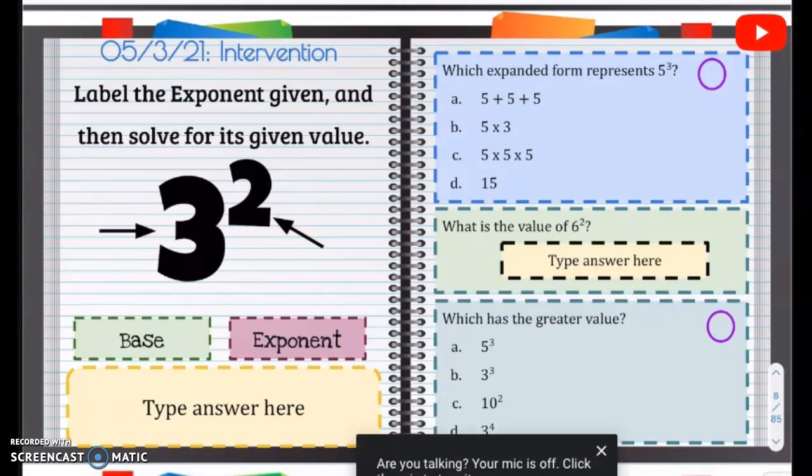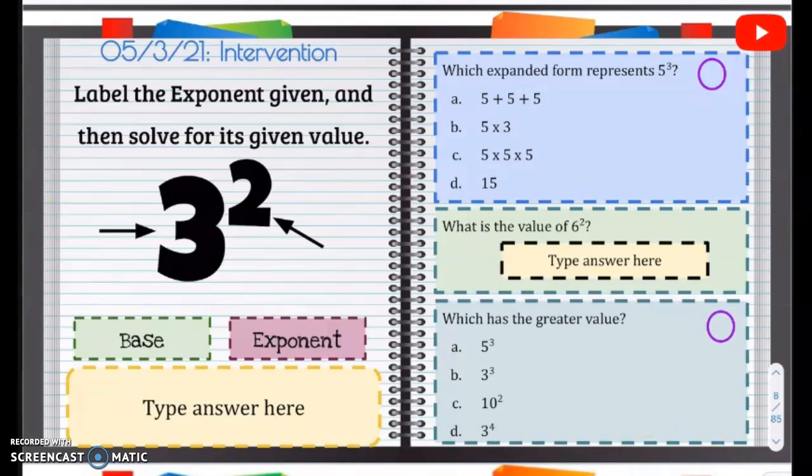All right, so our new intervention slide. We're going to label the exponent given and then solve for its given value. So we're going to label this, and the first thing, remember this big bottom part, the bottom is our base. So this is our base. You're going to drag that right over to the base. You're going to drag this base right up here, which leaves the part that is raised as the exponent.